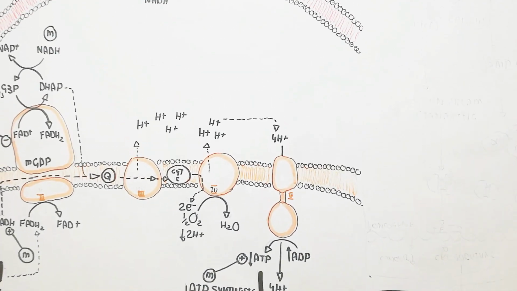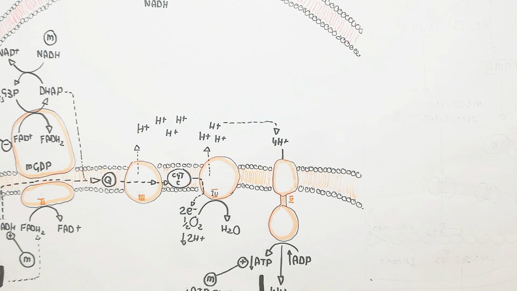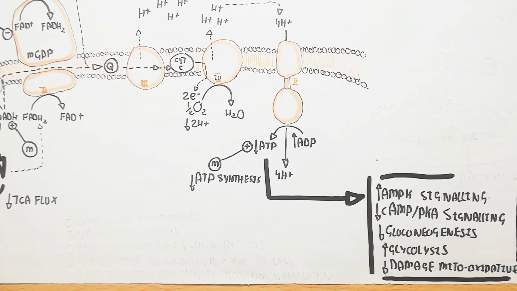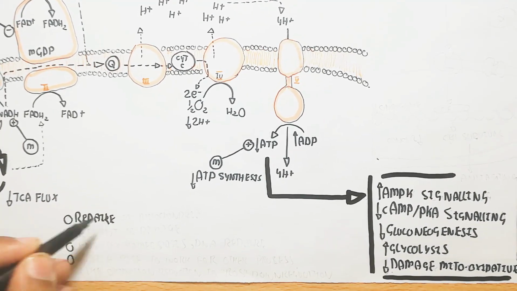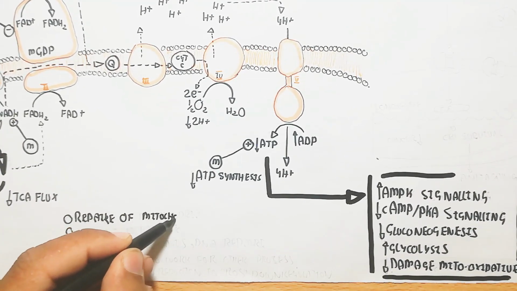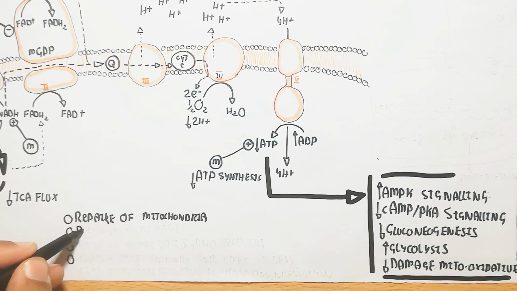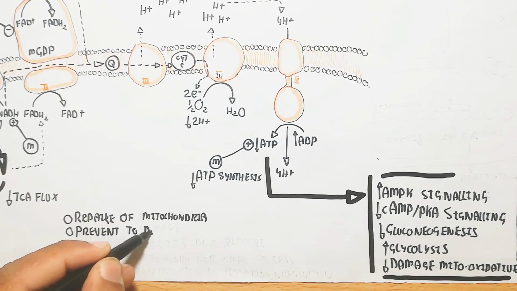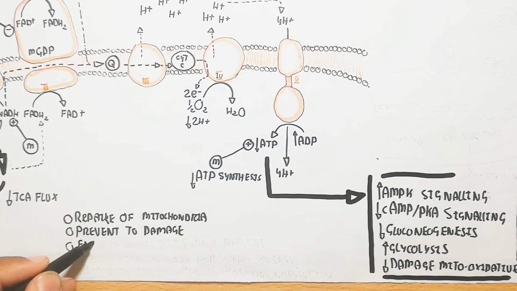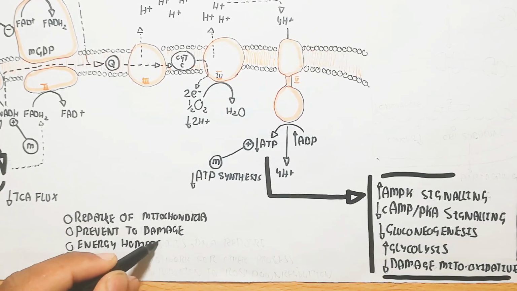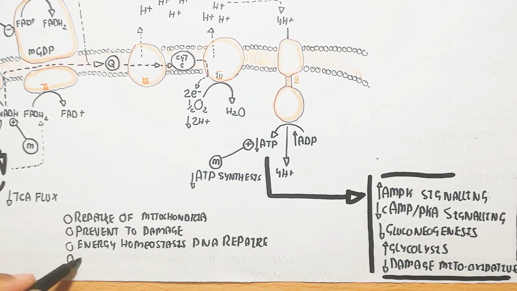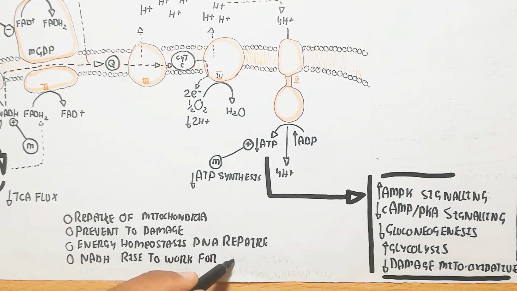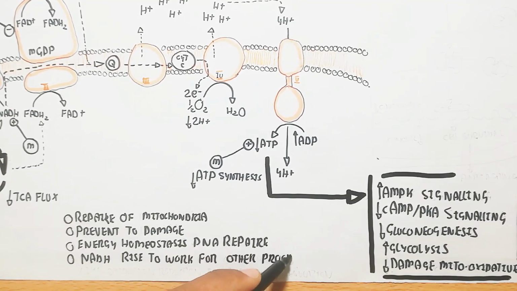So the mitochondrial stress will decrease because the mitochondria will not be used for the production of ATP. Remember, in this way the mitochondria will go into the rest phase and the NADH will be increased. The repair of mitochondria prevents damage, energy homeostasis and repair will occur, and NADH rises to work for other processes like DNA repair, and the NADH is also used for ATP synthesis and other things.